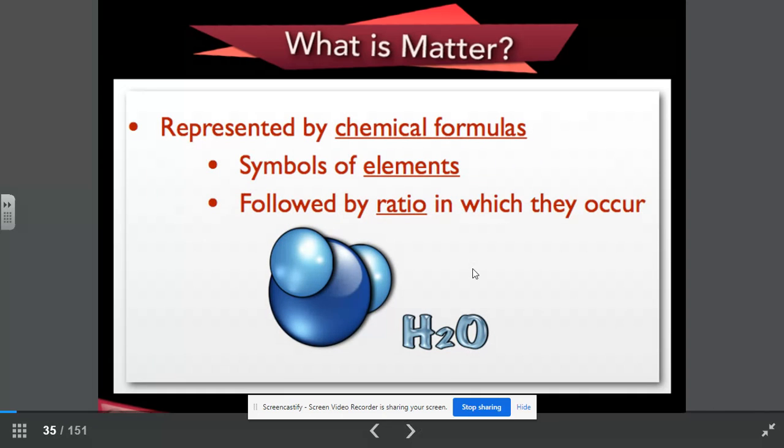So they are represented by chemical formulas. For example, H2O: the symbols of the elements followed by the ratio in which they occur. Here we have 2 hydrogen atoms and 1 oxygen atom. We don't see anything in the subscript, so we know that means there is 1. And this is what a water molecule looks like. There we go, H2O.